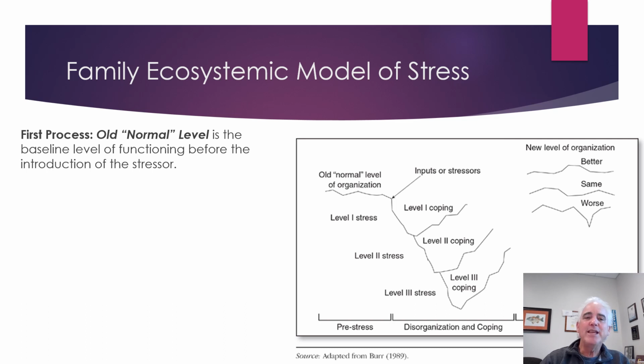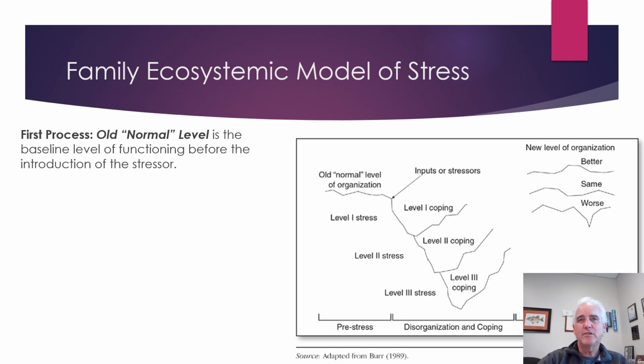And so in the family ecosystemic model, they began to think of stress in an ecosystems context. Again, this is an outdated model that got improved on later on, but let's look at this because you need to understand the history of how we got to where we are. The first process in the family ecosystemic model is the baseline level of functioning before the introduction of the stressor.